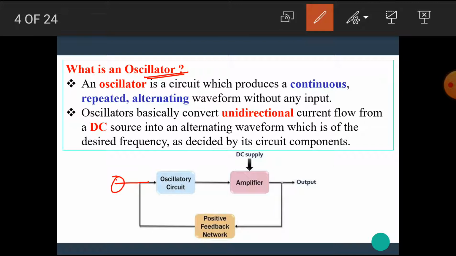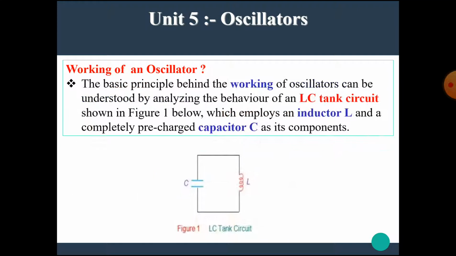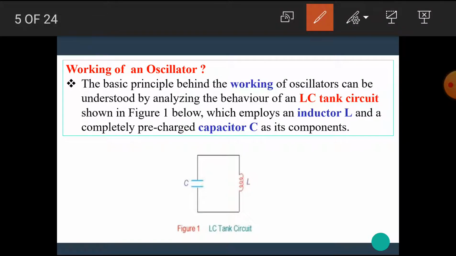Here the amplifier takes the DC supply and the output of this amplifier is an AC output that depends on this DC supply. This AC output is given to the feedback network having fraction beta, and it is given to the oscillatory circuit here. The oscillatory circuit may be an LC tuned circuit or an RC phase shift network. Now let's see the oscillatory circuit.